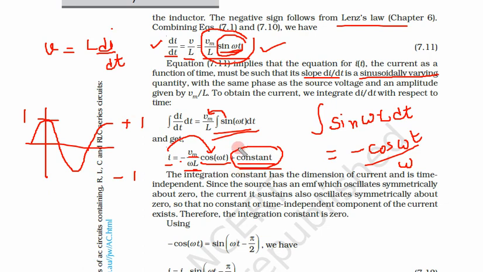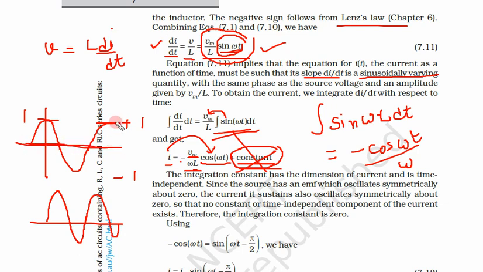If this constant is not 0, then current will not be symmetric. Current will go one side more, one side less, one side more, one side less. But what we are seeing is that current is going equally on both sides. So this constant must be 0. That means this graph is symmetrical around this 0 line.